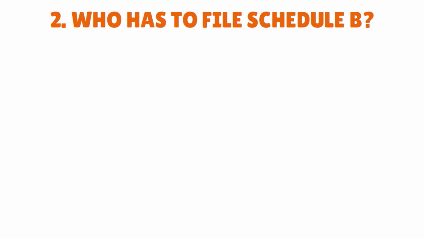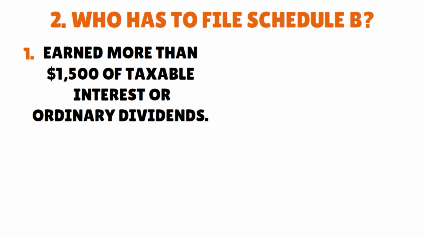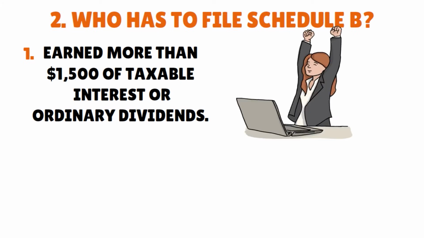So, first scenario, you earned more than $1,500 of taxable interest or ordinary dividends. Taxable interest includes what most people get from their savings account, and ordinary dividends are what most people get from investments in brokerage accounts. Dividends you earn in retirement accounts are not included because you don't pay tax on them while they are in your account. So that's the first scenario.